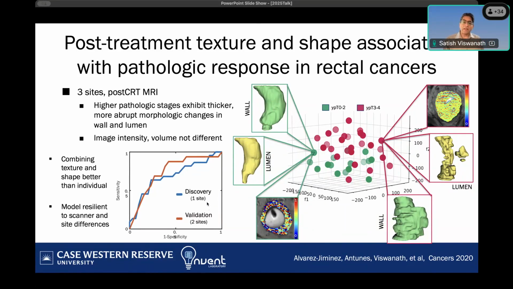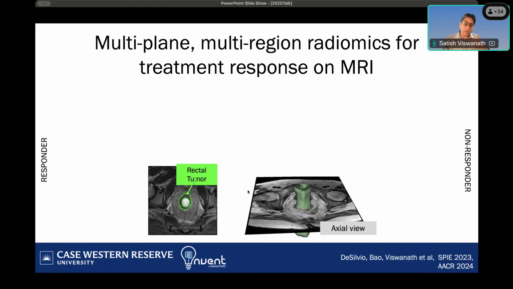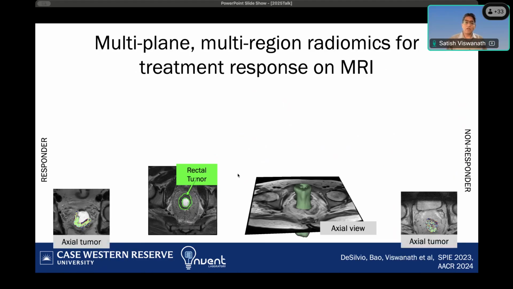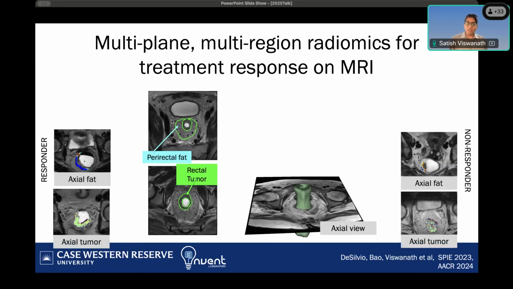And then through the RadxTools project, we started to expand this out. Can we start to look at other regions? So far we've been looking at the tumor, which is the primary site of where the tumor exists, and most of these have been in the axial view. But you can also start to look at regions surrounding the tumor. So the perirectal fat. Perirectal fat is where you may have nodal metastasis, or you may have tumor invasion. So you're starting to look at the peritumor or the perirectal fat regions.